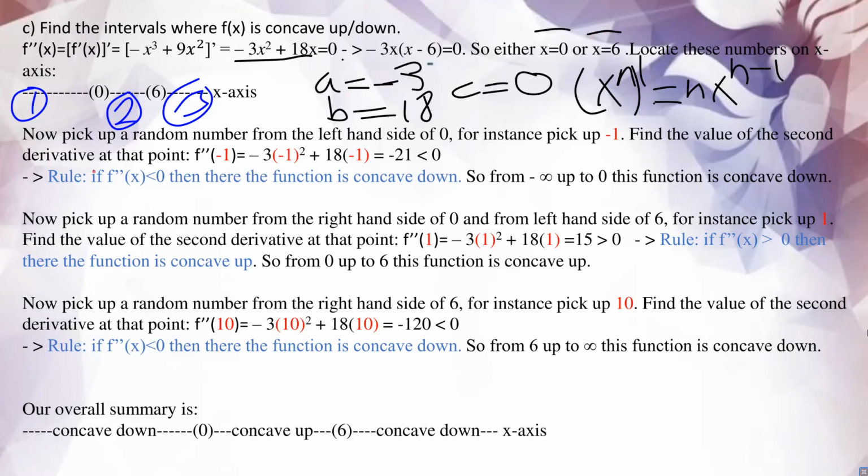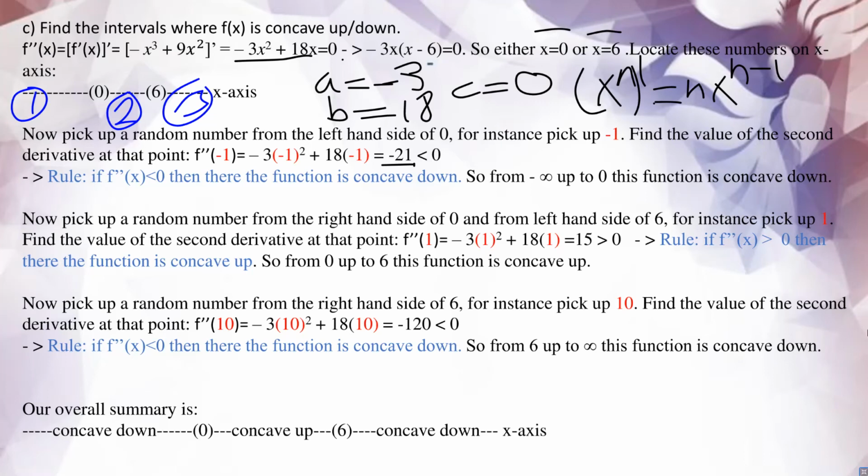And then find the value of the second derivative at that point. Just write minus 1 in the expression of the second derivative. Minus 3 times minus 1 squared plus 18 times minus 1, and find the value with your calculator. The answer is minus 21, smaller than 0. So the rule says here, if the second derivative is smaller than 0, then there the function is concave down. So from minus infinity up to 0, because it starts at minus infinity, that's the end of the line. But up to 0, this function is concave down.